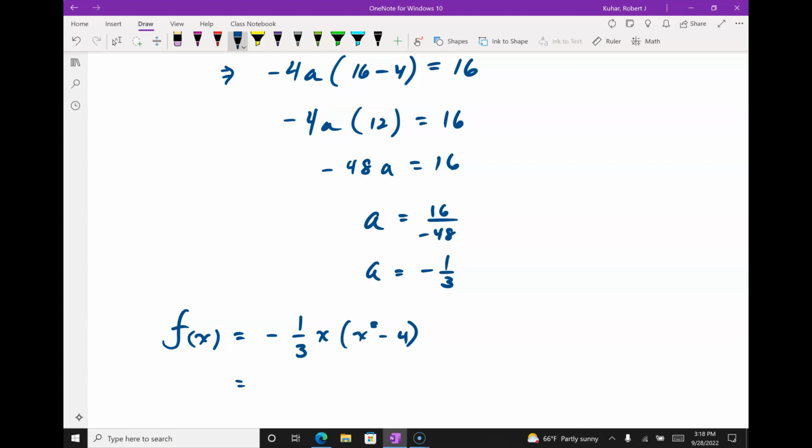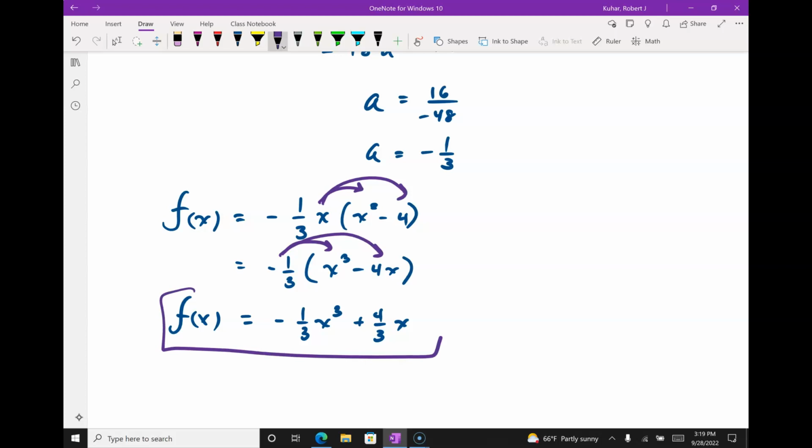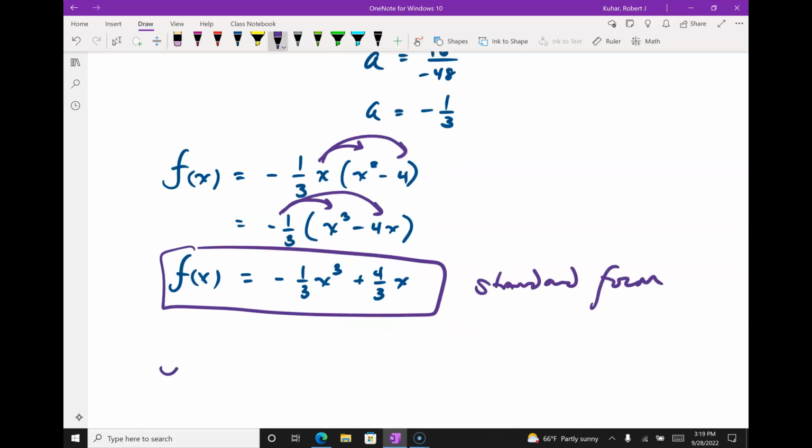I probably want to go further. That's -1/3 times what? X cubed minus 4x. So final -1/3 x cubed plus 4/3 x. I'm not doing anything but multiplying, right? I'm distributing the x in, then distributing the 1/3 in, the -1/3 in. So this is my standard form. My factored form was what? X times x minus 2 times x plus 2.